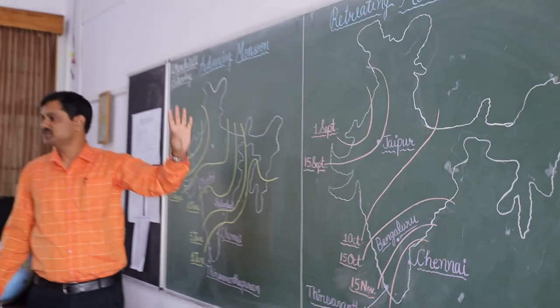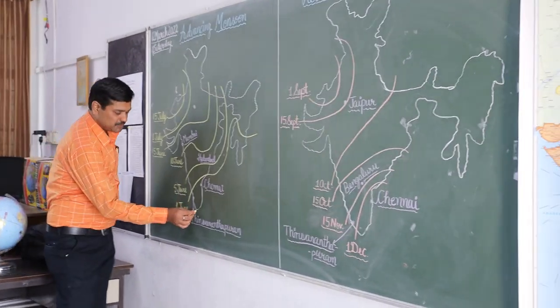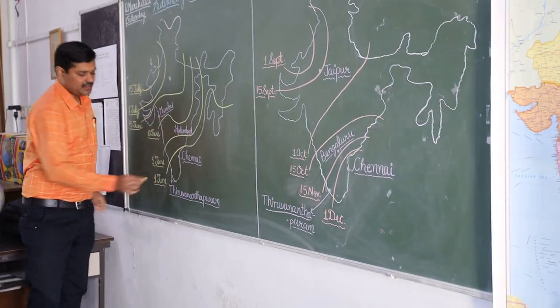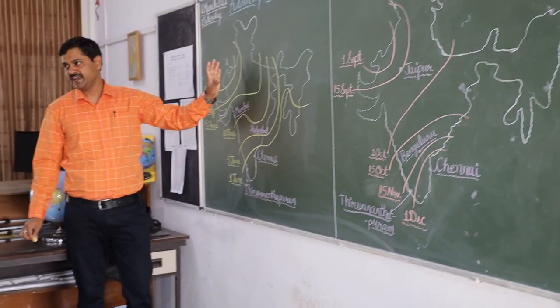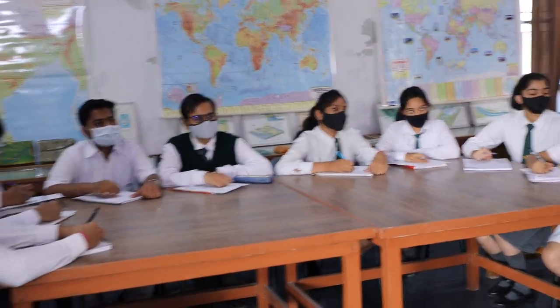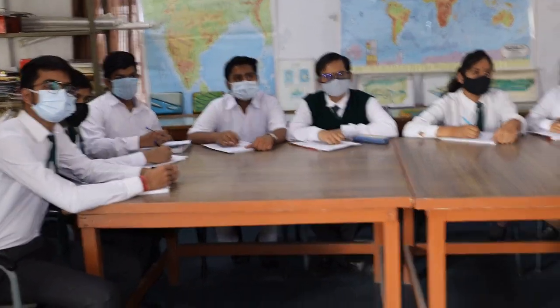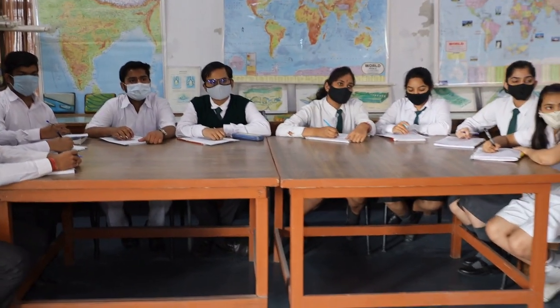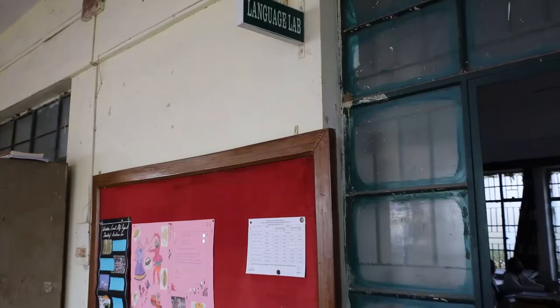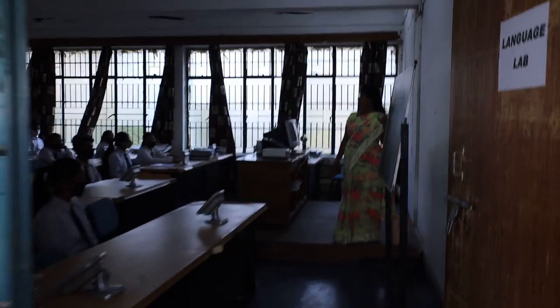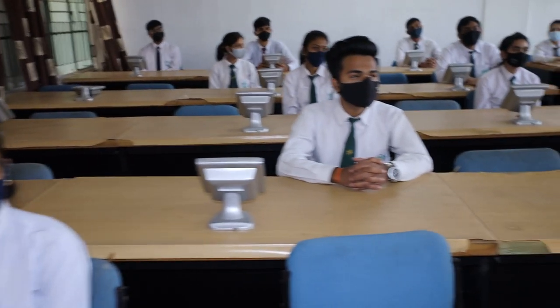Effect, retreating monsoon. So see this point. From here, the monsoon enters India on 1st June and gradually it moves upward, moving towards the northwest direction of India. Here we have mentioned the dates. That is important or not?